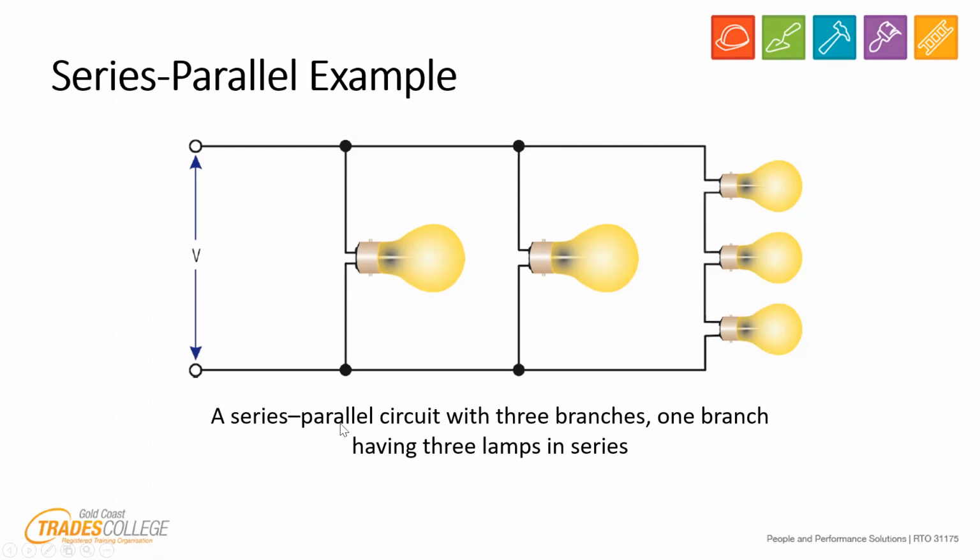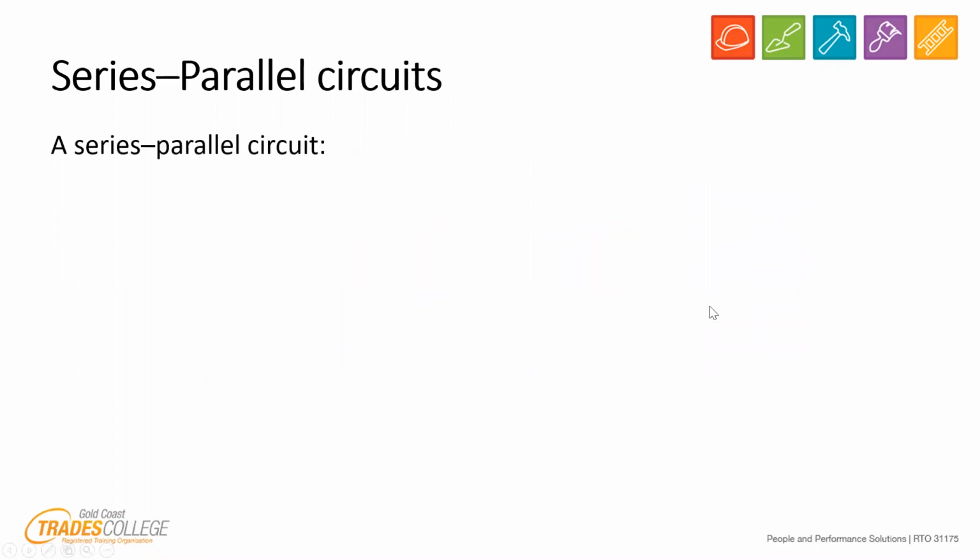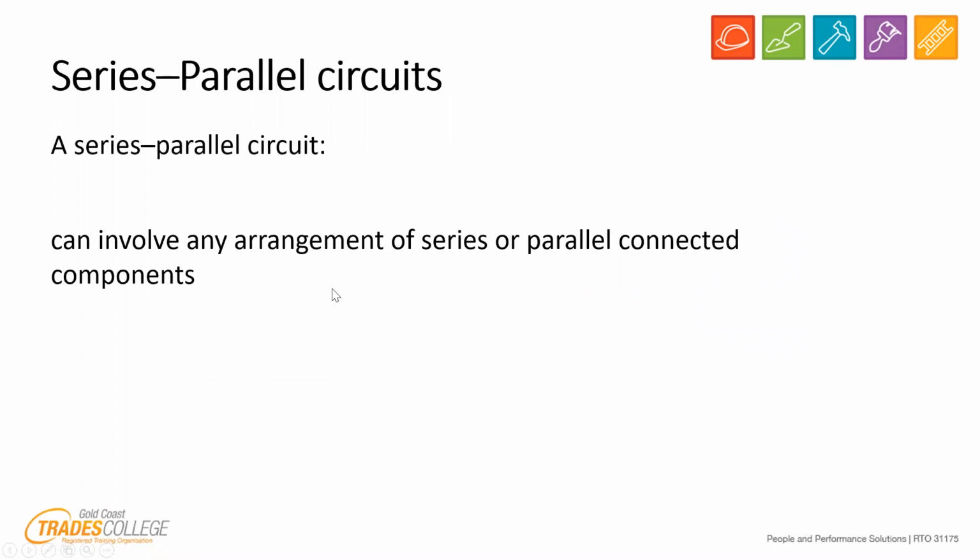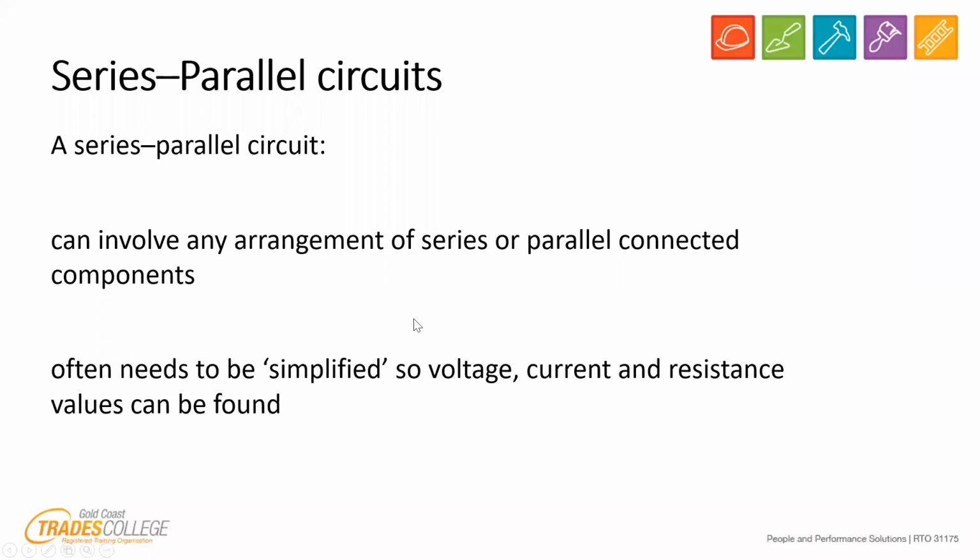This is a series parallel circuit with 3 branches, 1 branch having 3 lamps in series, as you can see. The laws for series and the laws for parallel apply to the part of the circuit which matches. So for a series parallel circuit, you don't necessarily need to write this stuff down. It's the working out which is important today. It can involve any arrangement of series or parallel connected components, and often needs to be simplified. It has to be simplified, so that voltage, current, and resistance values can be found.